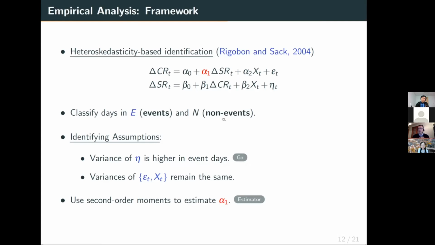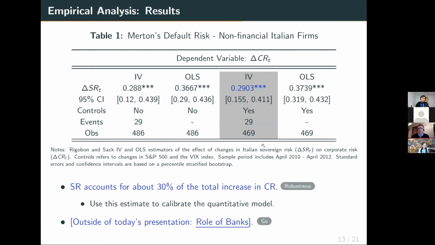Let me please skip the details to save a little bit of time, but I do provide evidence that backs up that type of assumptions. But the whole idea of this approach is to use this information in the second order moments in order to be able to estimate my coefficient of interest, which is this alpha 1 parameter. So let me jump directly to the results.